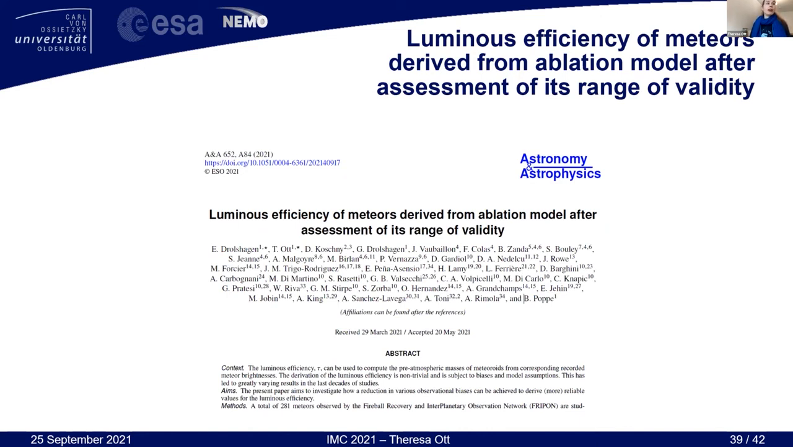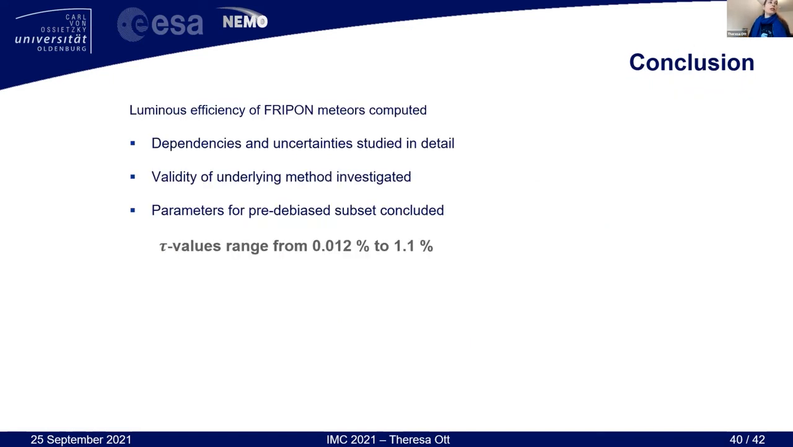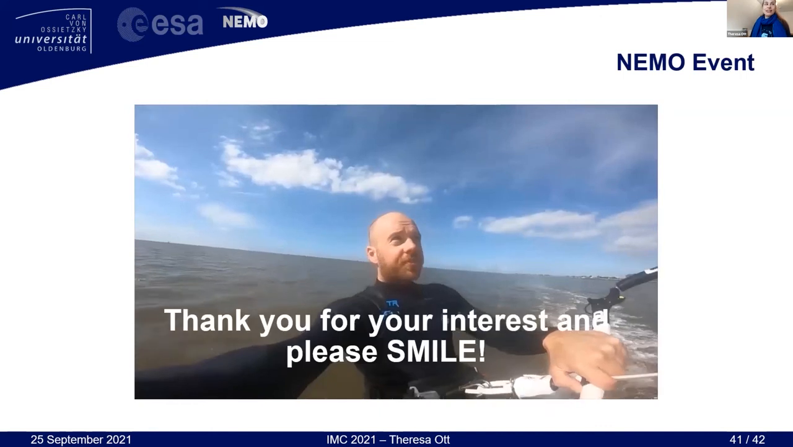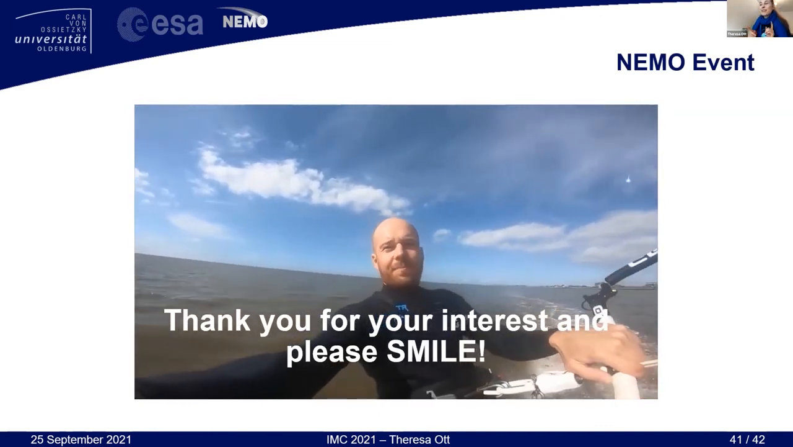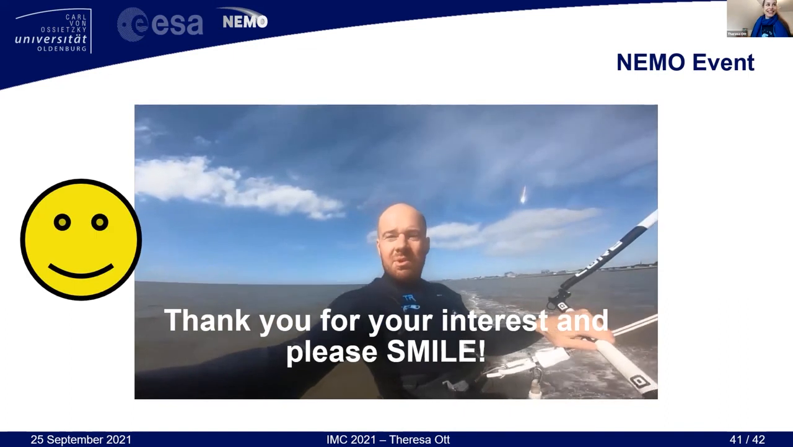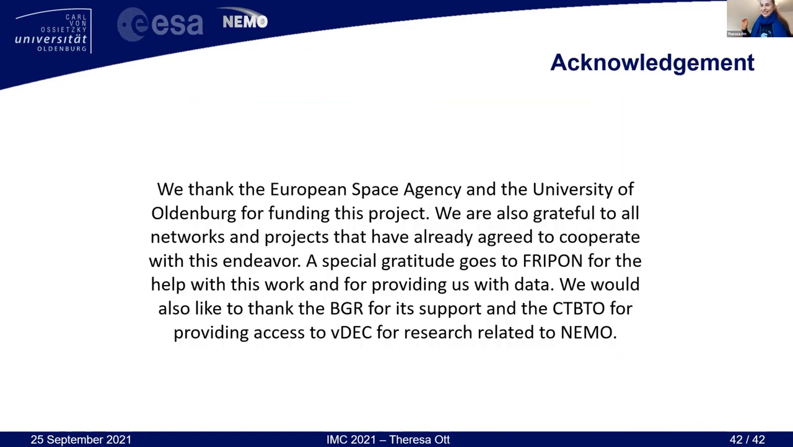We published these findings in a recent paper that you can find. And just a really short conclusion: we looked at the luminous efficiencies of FRIPON meteors and studied all the dependencies and uncertainties in more detail. We tried to find the most valid data points for the method and find tau values in the range of 0.012 to 1.1% when looking only at this pre-filtered subset. Thank you very much for your interest. And of course, please remember to smile for the photo in a bit.